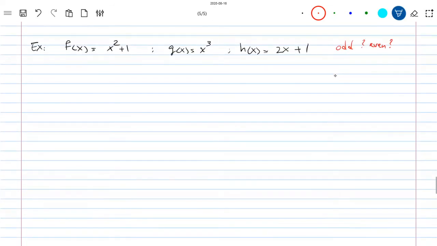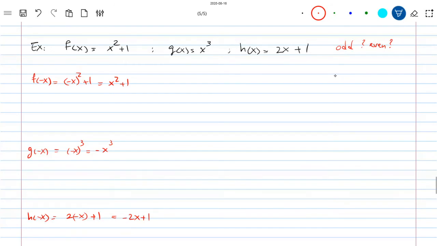The first function, you always calculate f of -x and see what happens. I'm going to calculate g of -x as well, and h of -x, and I will compare. f of negative x is negative x squared plus 1. Simplify, you'll get x squared plus 1. G of negative x, you'll get negative x cubed. H of negative x would be 2 times negative x plus 1, which is negative 2x plus 1.